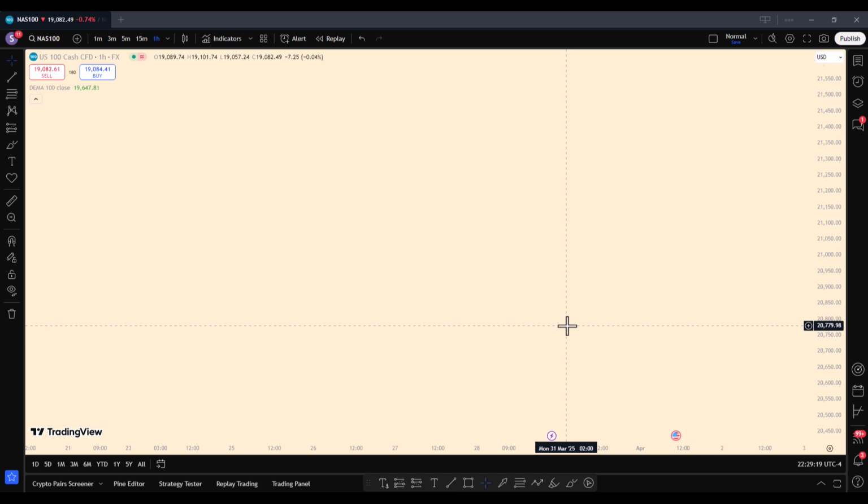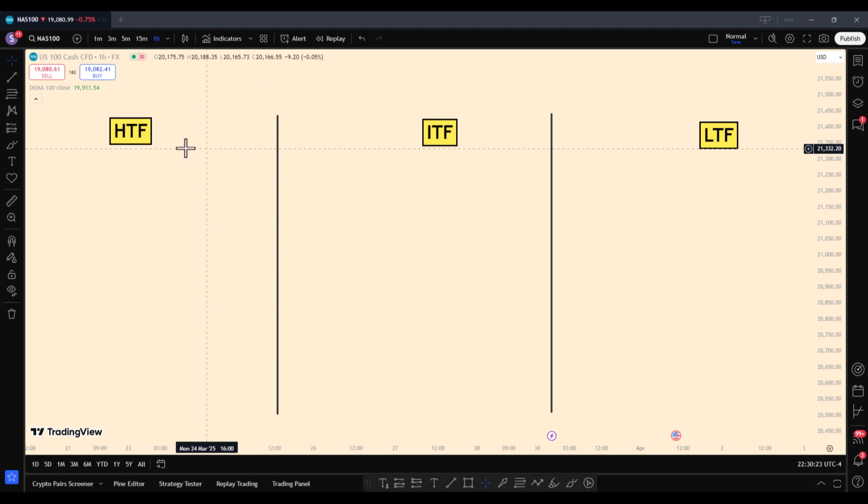But for me, that's not optimal, and let me give you just a diagram here. As you can see here, we have a higher time frame, intermediate time frame, and lower time frame. And we're going to go from here, and then here, and then here, trying to find trade ideas. That's how everybody does it.